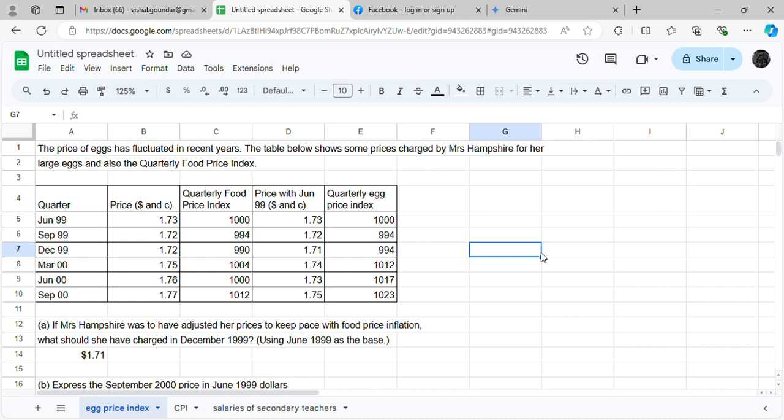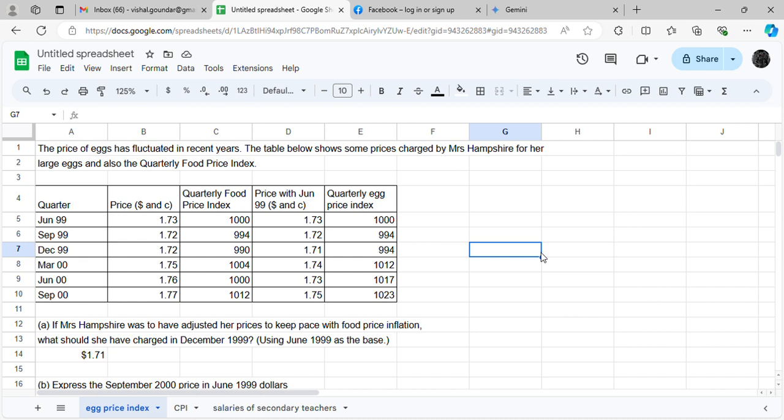So we have the quarters June 1999, September 1999, December 99, March 2000, June 2000, and September 2000. The price of the large eggs in dollars and cents is for June $73, for September $72, for December $72, for March 2000 $75, June 2000 $76, and September 2000 $77. It has been increasing. Quarterly food price index for June 1999 is 1000, September 99 is 994, December 99 is 990, March 2000 is 1004, June 2000 is 1000, September 2000 is 1012.